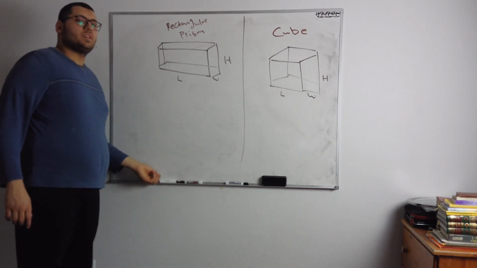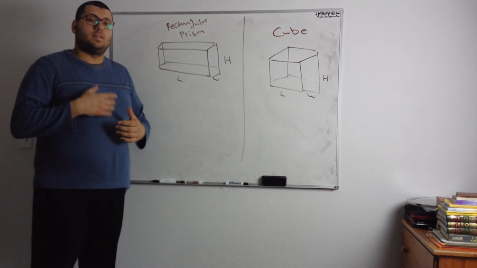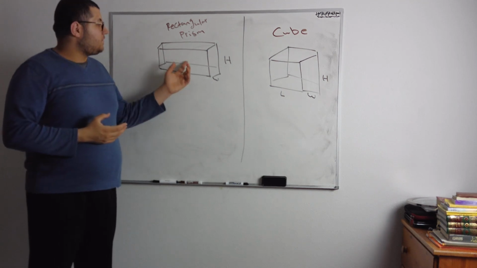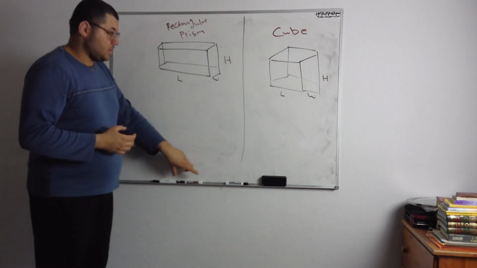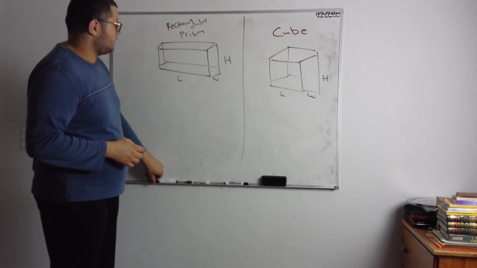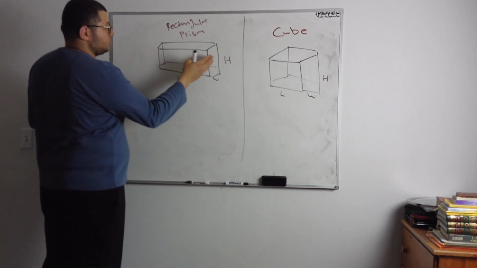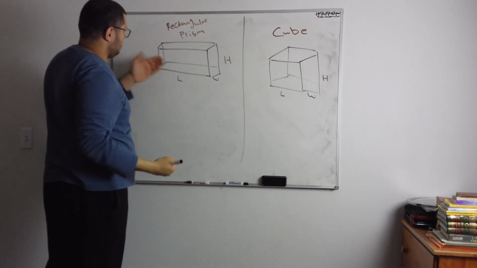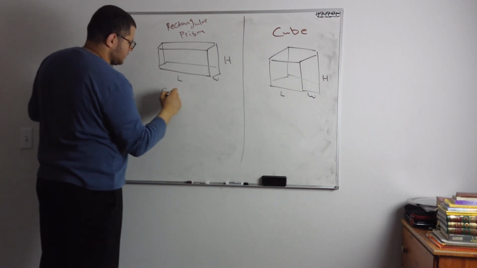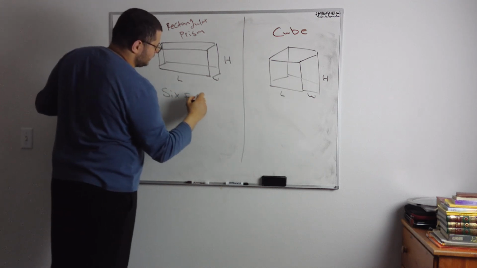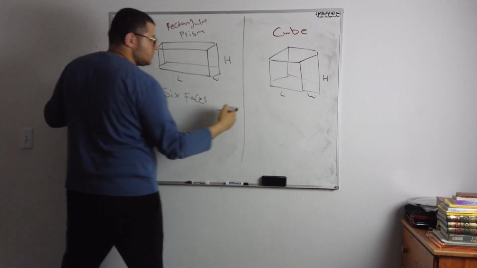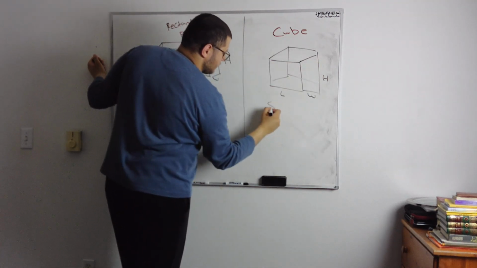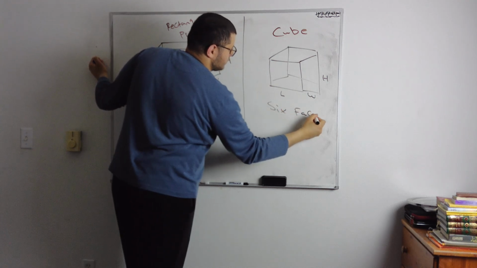Now, what is the surface area? What is the definition of the surface area? The surface area is the area of the faces of the shape. How many faces does a rectangular prism have? Well, 1, 2, 3, 4, the fourth one in the back, the bottom, fifth, 6. So 6 faces. I'll show you how I determine that in a second. Cubes, 1, 2, 3, 4, 5, 6. 6 faces as well.